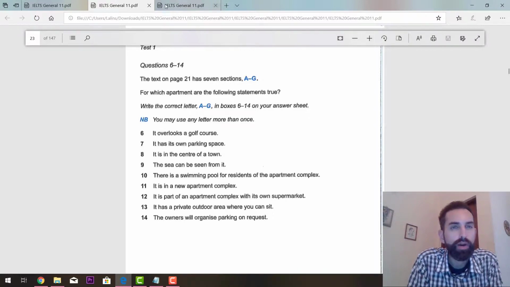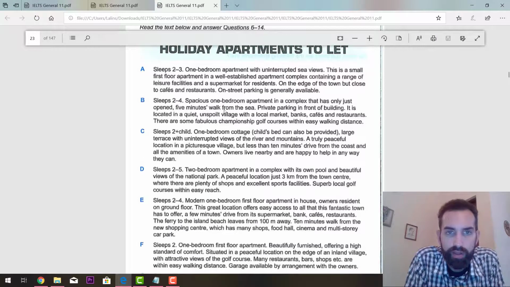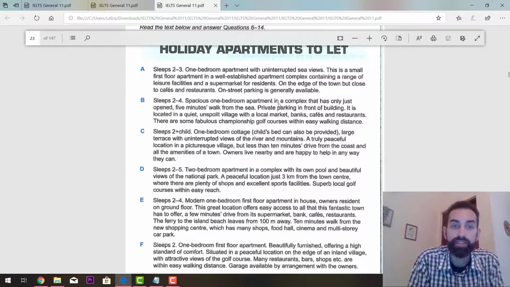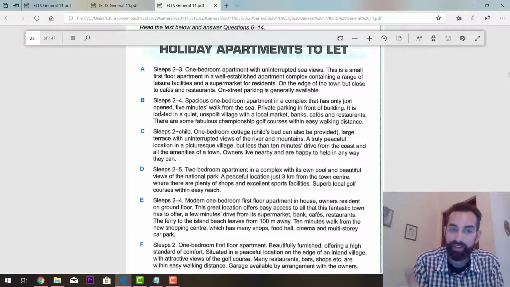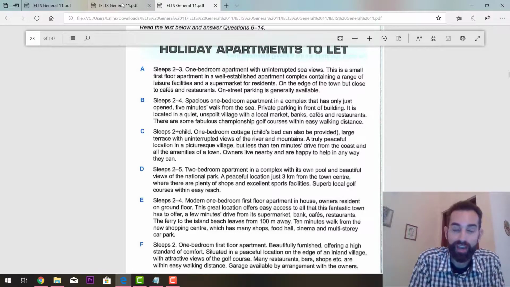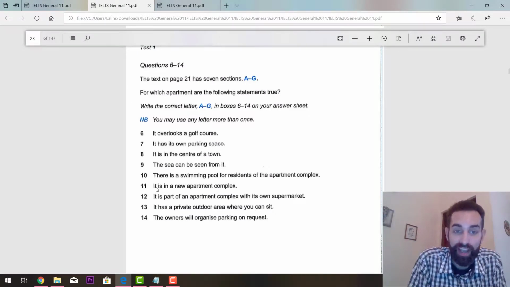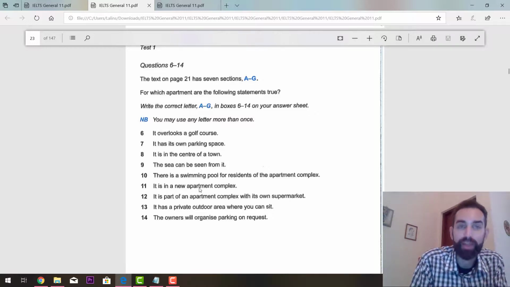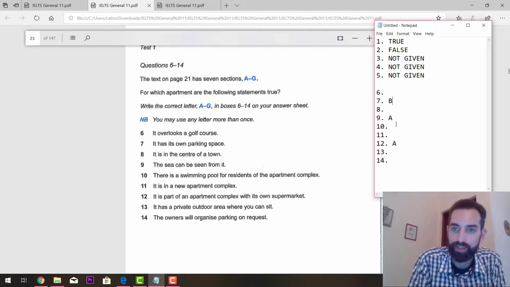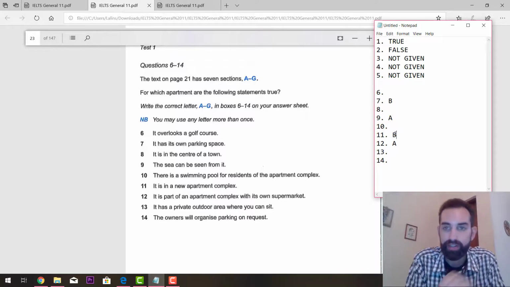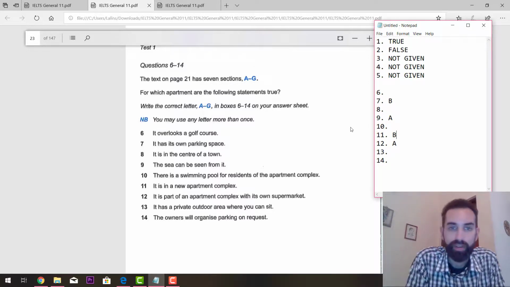So now, new apartment complex. I believe, yes, spacious 1-bedroom apartment in a complex that has only just opened. And what does that match to? 11. A new apartment complex, only just opened. So that means that obviously 11, the answer is B as well.